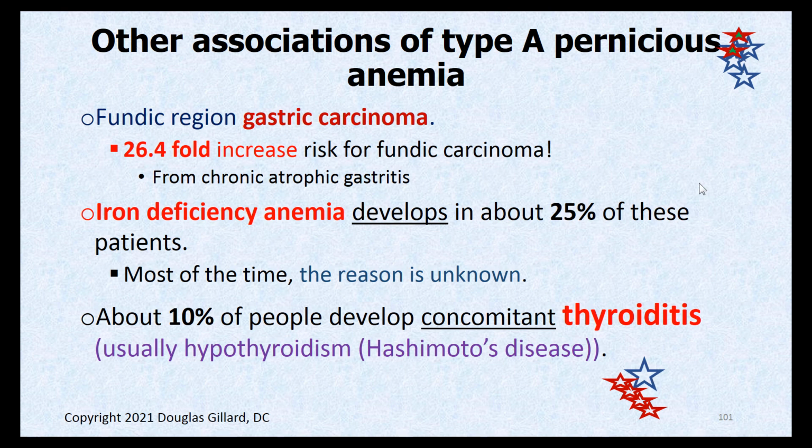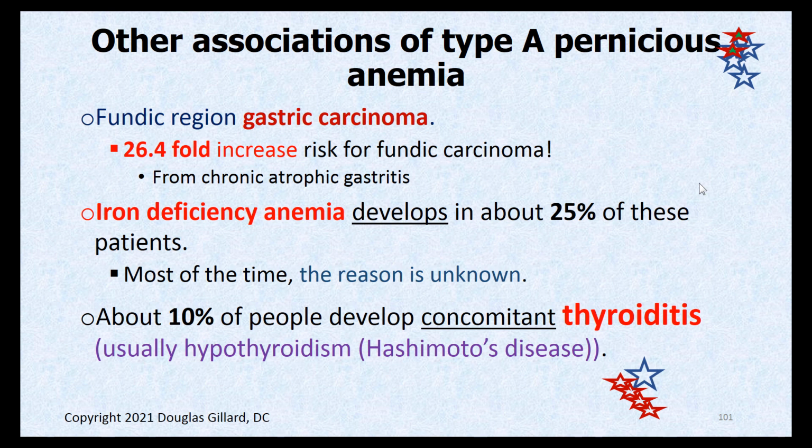Type A pernicious anemia, other associations, huge risk for cancer. If you have a chronic inflammation of the stomach, you have a 26-fold increased risk for developing adenocarcinoma. That's not good. Iron deficiency anemia, about 25% of patients with type A pernicious anemia, or the autoimmune type, get this. They get iron deficiency anemia as well. We don't know the reason behind that.